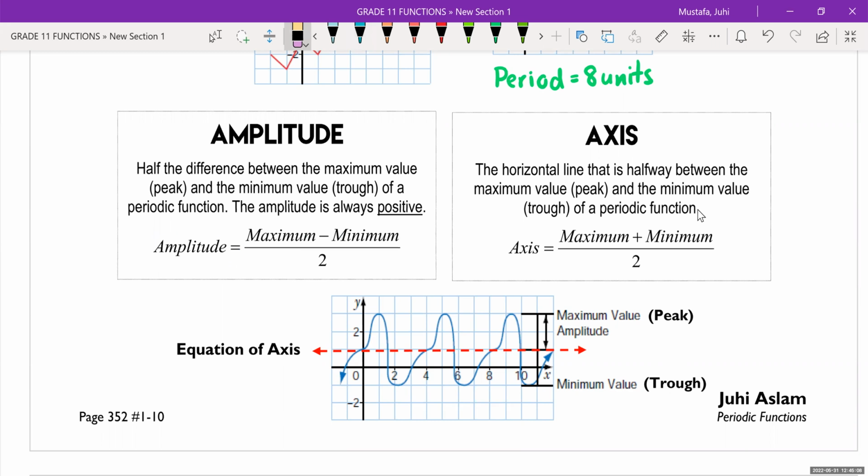Okay, so the math for the equation of axis, you're gonna have -1 plus 3, which is just a 2. 2 divided by 2 is a 1. And so we would say the equation of axis is that y is equal to 1.